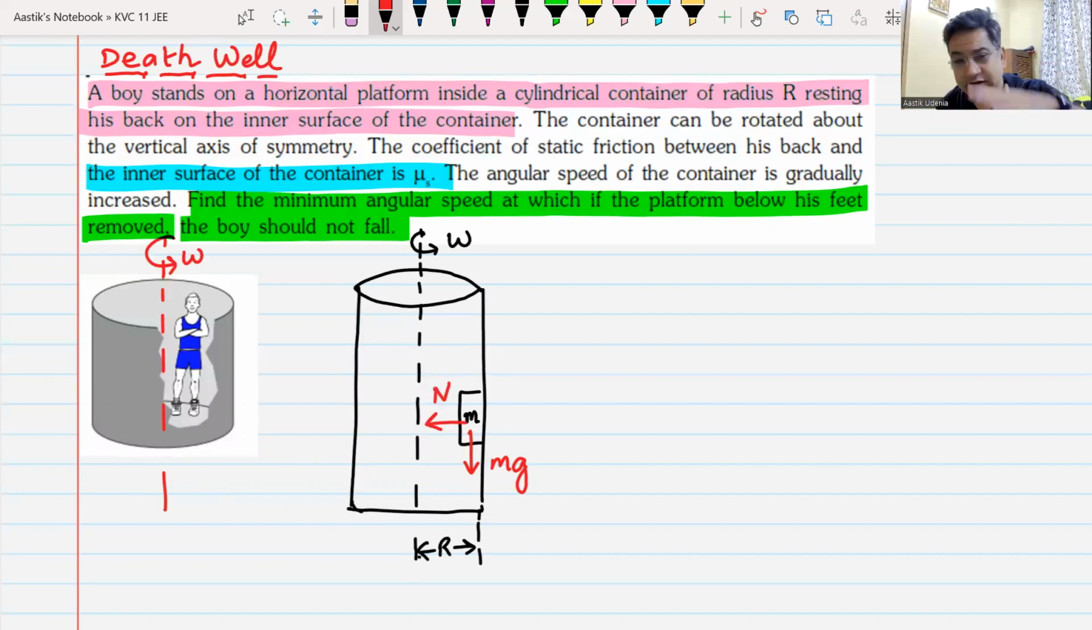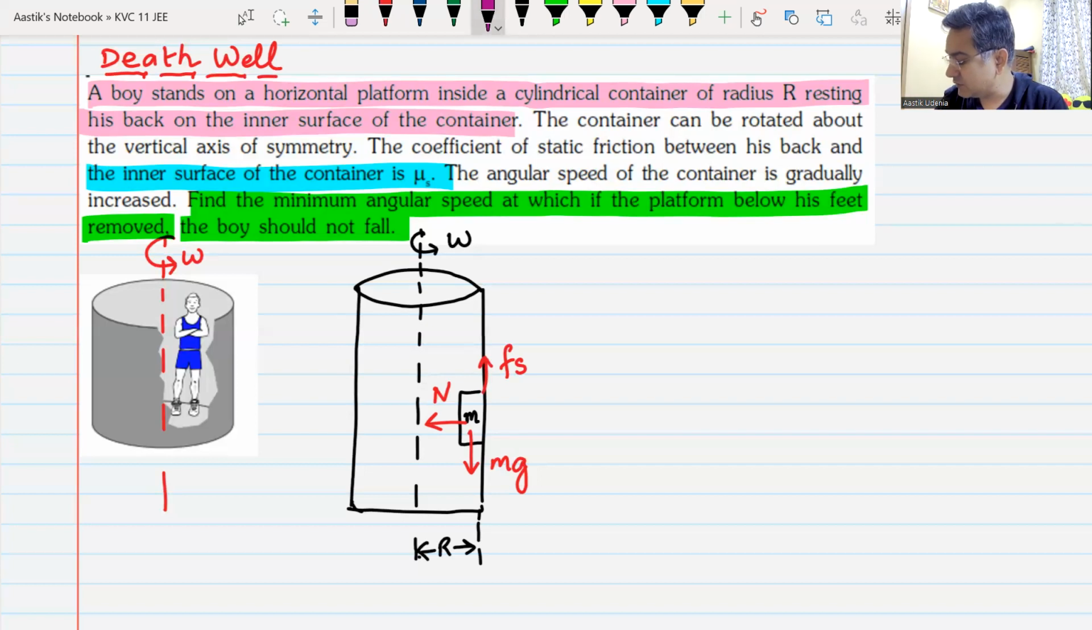Now the platform, let us say, has gone down. Now if the platform has gone down, he will fall, but something is there which is stopping him from falling. What is that thing which is stopping him from falling? If the floor goes away, he has to fall, but obviously he is not falling. Friction. Yes, remember it is static friction that is stopping him from falling. If we understand this, my dear friends, we are done.